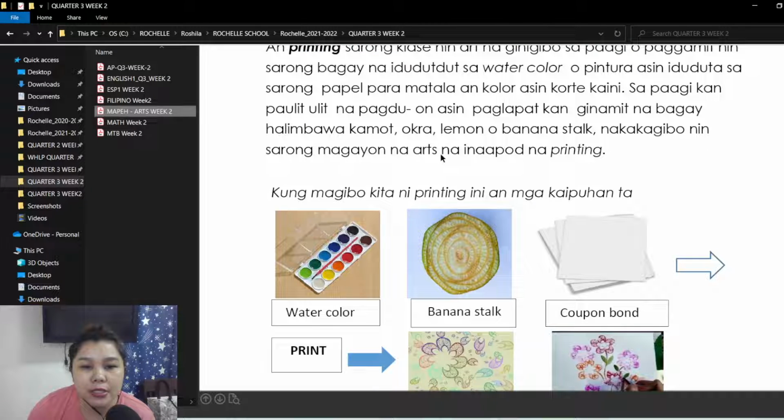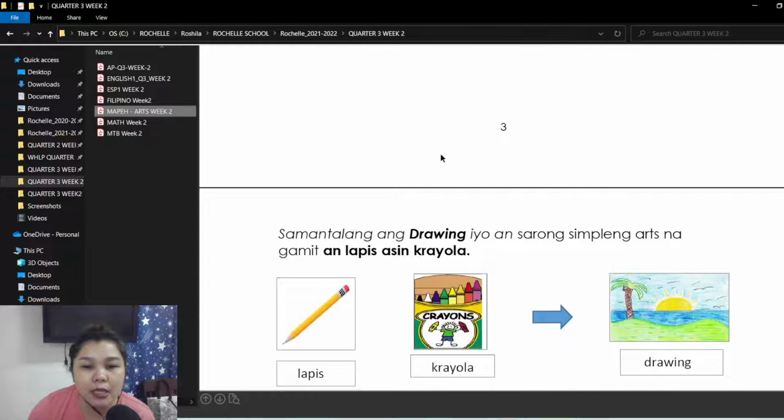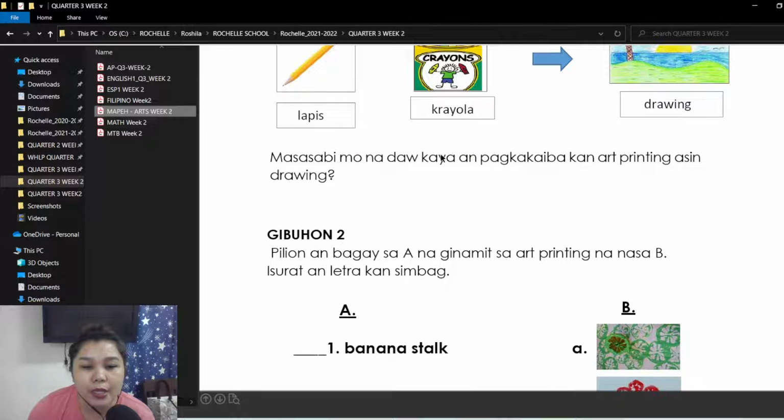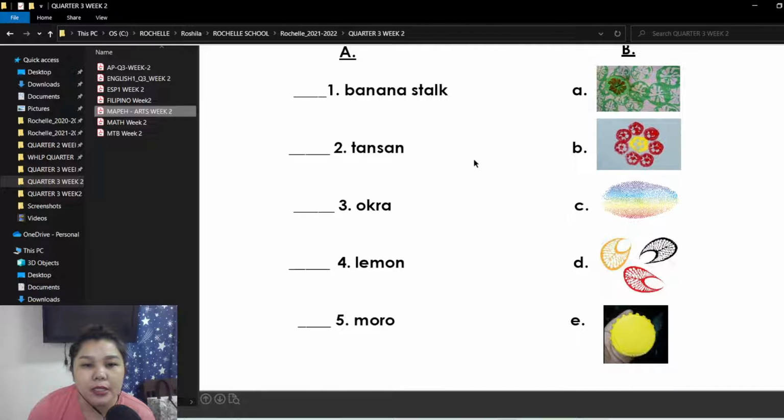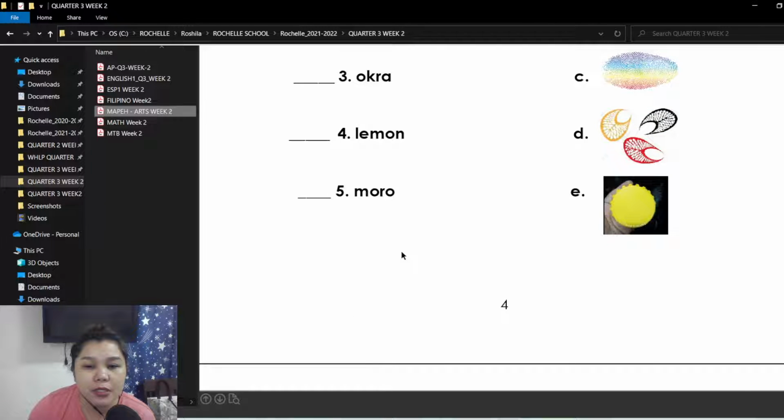And then, may discussion dyan about printing and then about drawing. Gibuhon 2 naman, piliyon ang bagay sa A na ginamit sa art printing na nasa B. Isulat ang letra ng sagot. So, anong materials ang ginamit pa dito? So, number 1 hanggang number 5, A, B, C, D, or E.